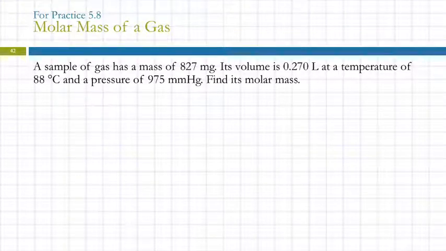Let's do an example. Sample of gas has a mass of 827 milligrams. Its volume is 0.270 liters at a temperature of 80 degrees Celsius and a pressure of 975 millimeters of mercury. Find its molar mass.